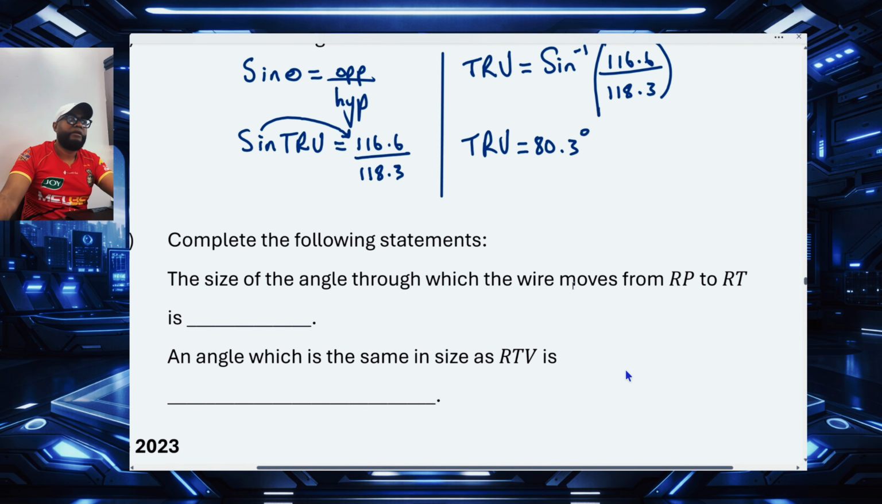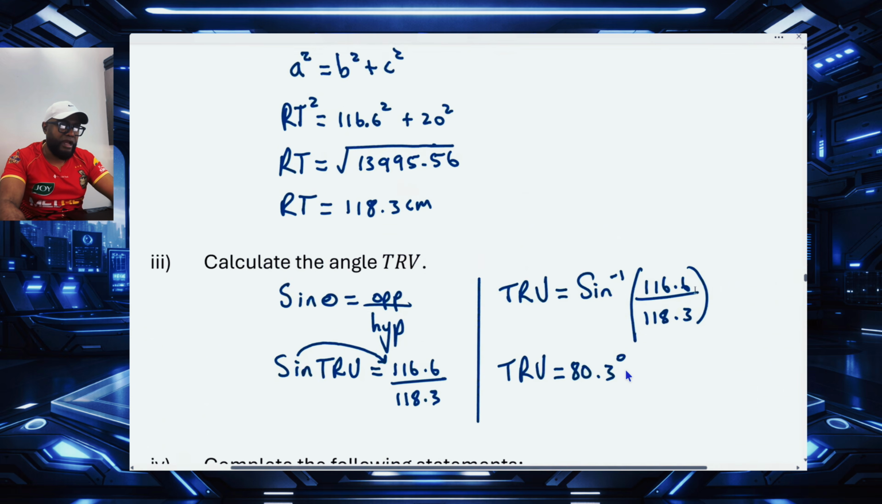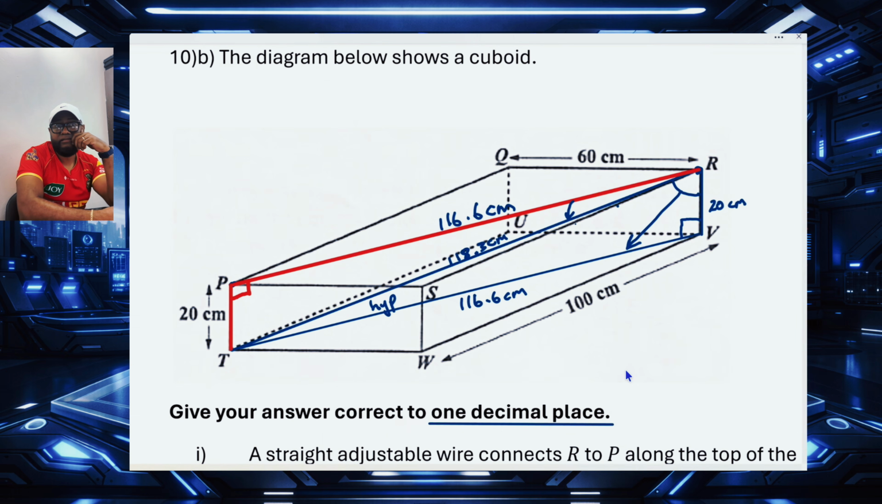Complete the following statement. The size of the angle through which the wire moves from RP, I think RP was up here, to RT is what? You move from RP down to RT. That angle is the movement here. Anybody have any ideas how to find this angle up here? What do you think we could use there? It's easier than you think.